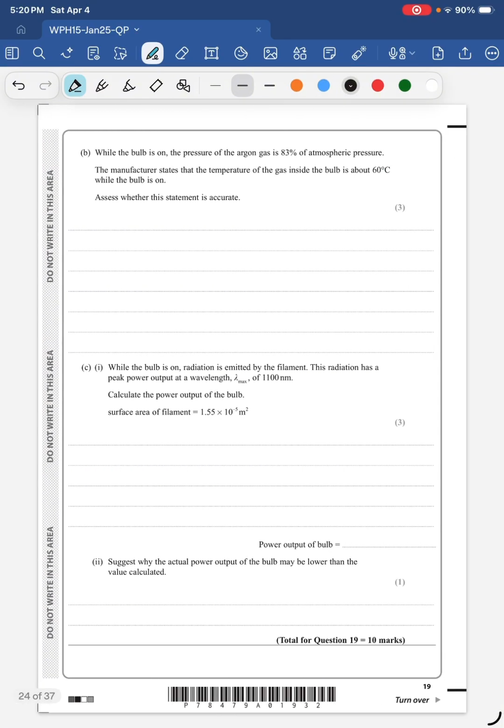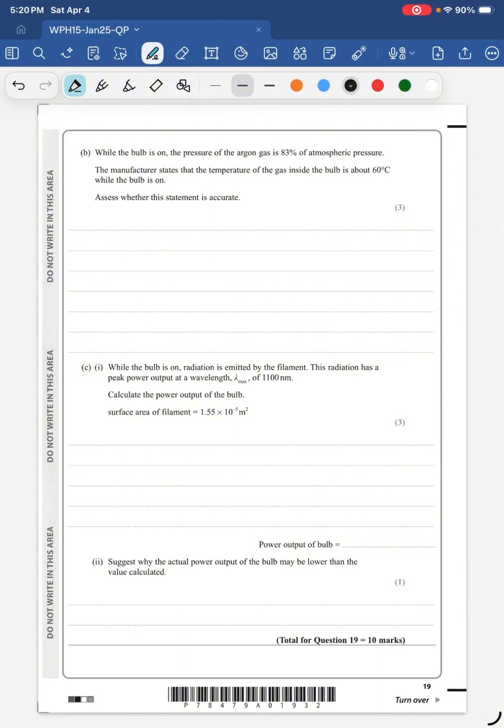Question B. While the bulb is on, the pressure of the argon gas is 83% of atmospheric pressure. The manufacturer states that the temperature of the gas inside the bulb is about 60 degrees Celsius while the bulb is on. Assess whether this statement is accurate.